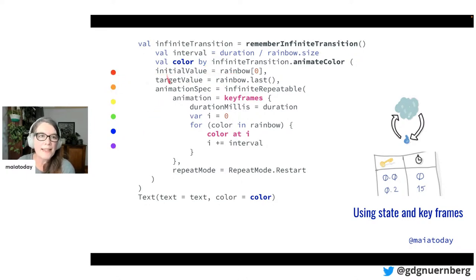But if I had set up the animation spec, it would have just gone red and then faded to purple, and then faded back to red and faded to purple. Or it's a restart, so it would have gone red, purple, red, purple. But because I wanted to go to all the in-between rainbow colors, I'm setting my animation up as keyframes. I work out what the duration is. I look at how many colors I've got, and I work out what the duration is.